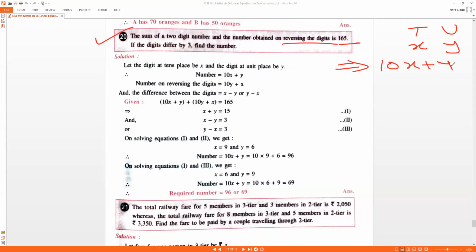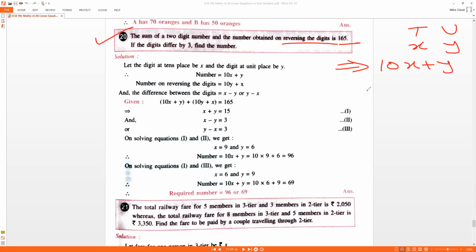10x plus y. Correct? Because you have to multiply the digit in the tens place by 10. That is why it is called tens. And you have to multiply the digit in the units place by 1. But we don't show it. 1 into any number is that number, so we don't show 1y. We say 10x plus y.